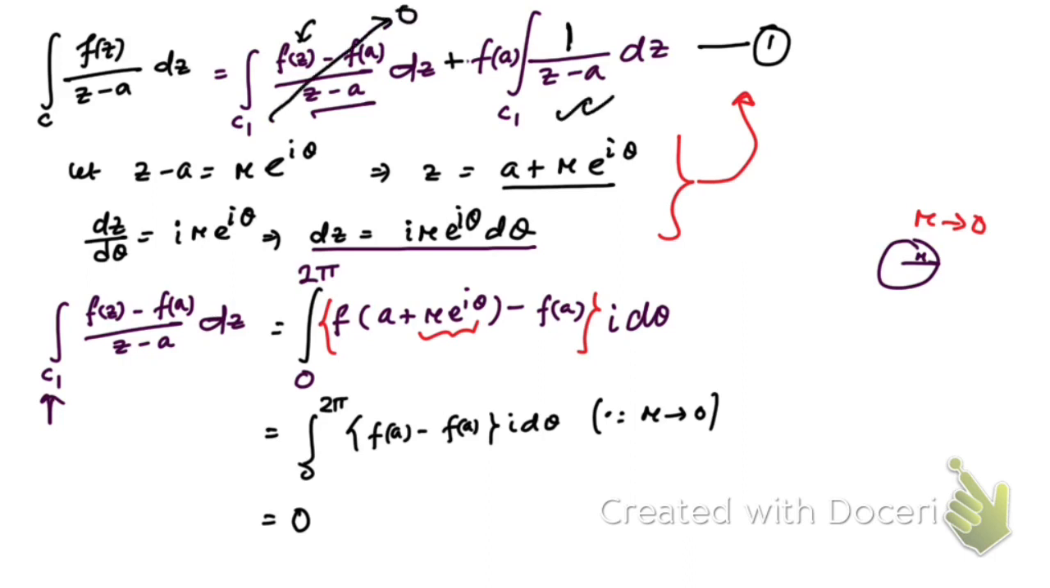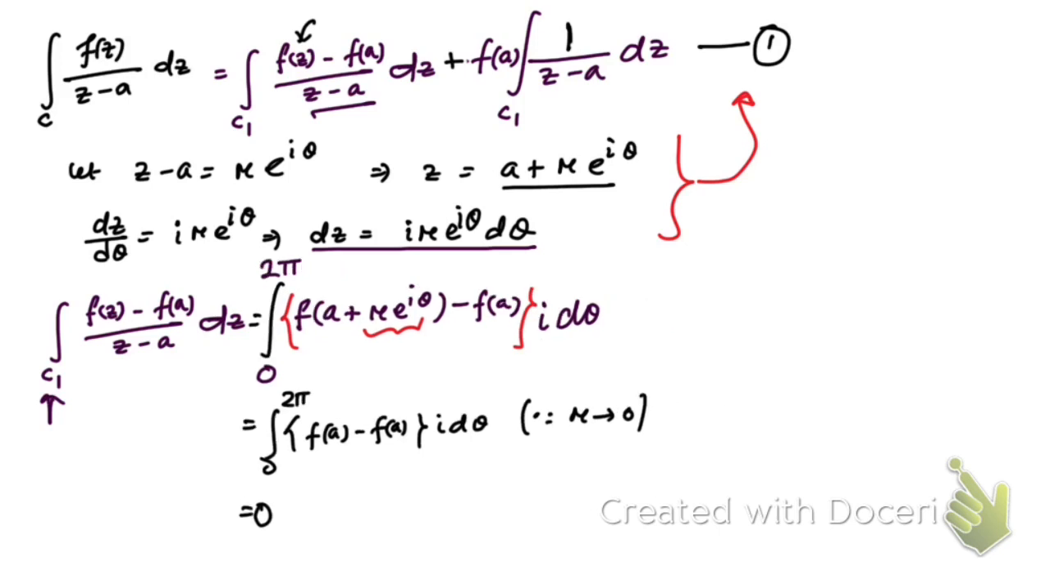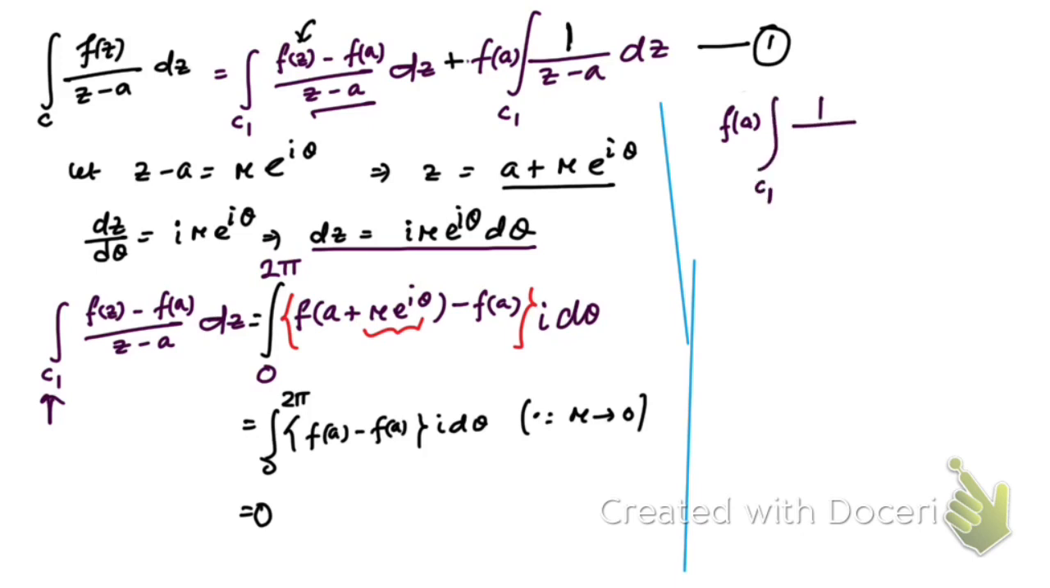Now let us evaluate this one. Let me go to the new slide. Okay, let me clear these things. Now you see here f of a, integration along c1 of 1 by z minus a dz.